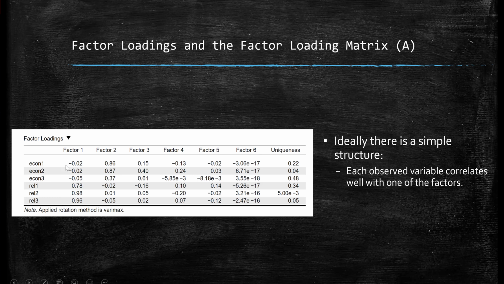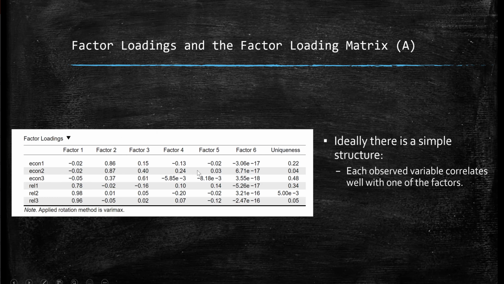So for example, Econ 1 has a simple structure where it correlates strongly with factor 2, but it doesn't correlate strongly with any other factors. Econ 2, on the other hand, correlates strongly with factor 2, but it also has a moderately strong loading on factor 3, and Econ 3 has a moderate loading on factor 2 and a much stronger loading on factor 3. So Econ 3 has more of a complex structure, whereas the other items appear to have a simple structure, which is usually what is desired.